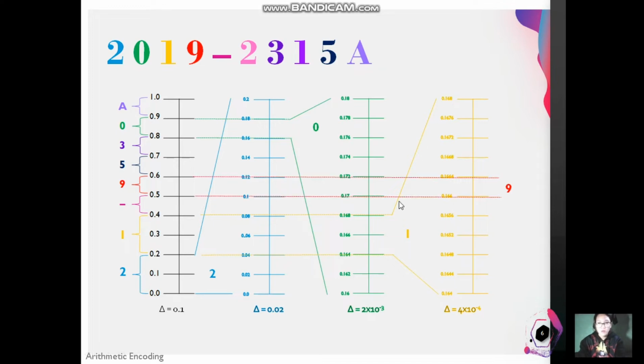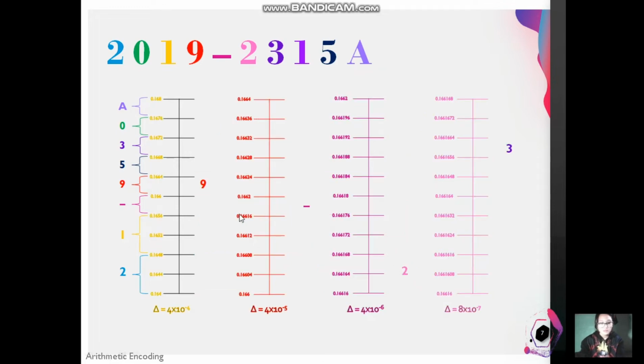Next is 9. Rescaling 9 will give us 0.1664 as our upper value and 0.166 as our lower value. Taking the difference of the two and dividing by 10, we'll have 4 times 10 raised to negative 5 as our delta step every level. Expanding this range and with correct calculations, we'll have these values every level.